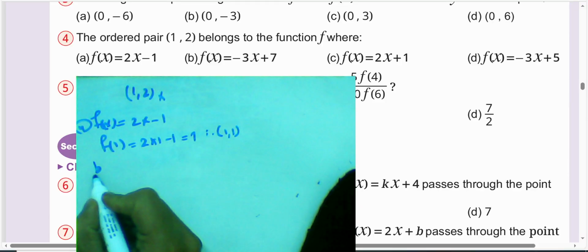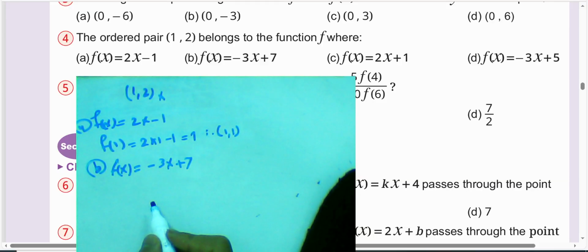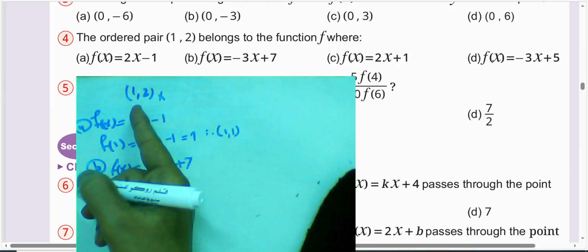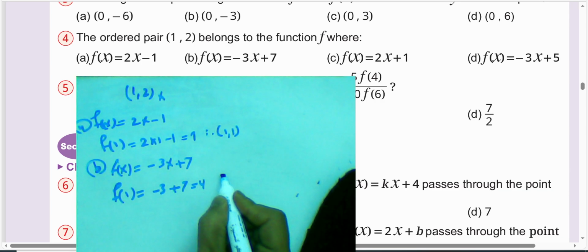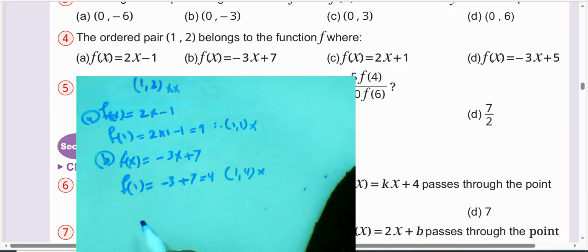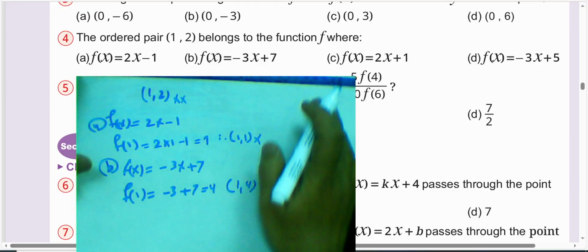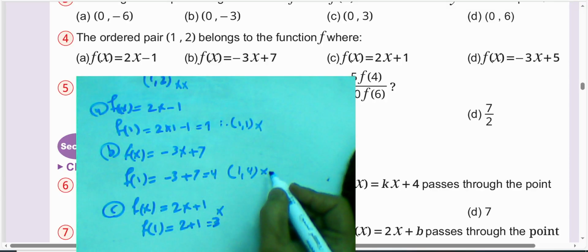And what about letter B? We have f of x equal to negative 3x plus 7. We can find f of 1 equals negative 3 times 1, it will be negative 3 plus 7 equals 4. The point will be 1 and 4. It does not satisfy this. And what about letter C? Letter C, we have f of x equal to 2x plus 1. We can find f of 1: 2 times 1 is 2, 2 plus 1 equals 3. It does not satisfy the function. This letter C does not satisfy the function.